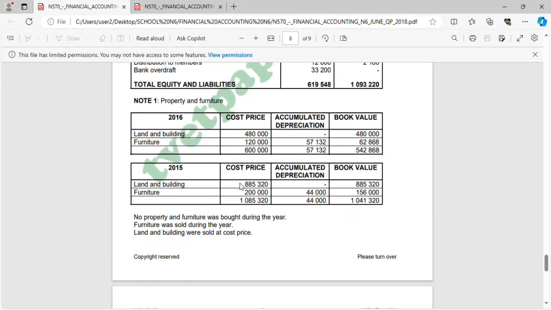Okay, here we've been told, guys, that the furniture with the cost price at the beginning of the year is 200,000. Here I'm trying to highlight it. Yes, 200,000. Why? Because this one is the amount for 2015, so obviously it's the balance at the beginning. But at the end of the year, we had 120,000 for furniture. So in order for us to find the cost price for the sold, we are going to take 200,000, less 120,000 to get 80,000.